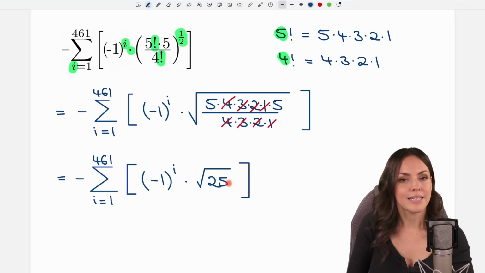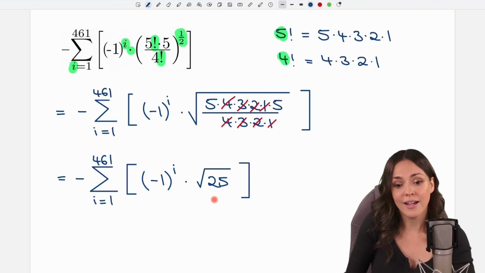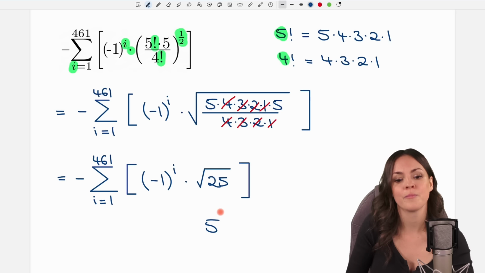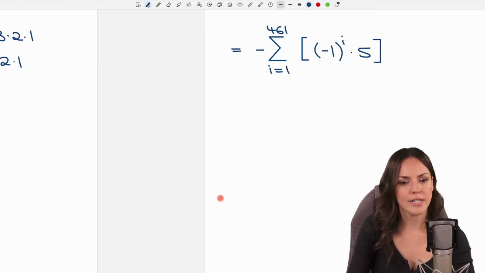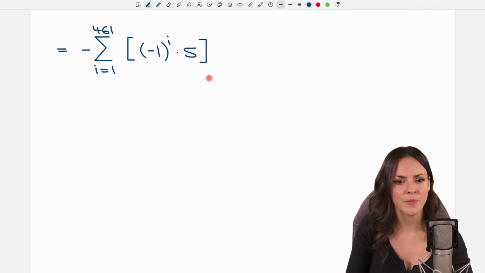But we can calculate this. The square root of 25 is just 5. It's important, it's not negative 5 or 5, it's just 5. So the square root of a number is always just the positive result. So this is how our expression looks like now.